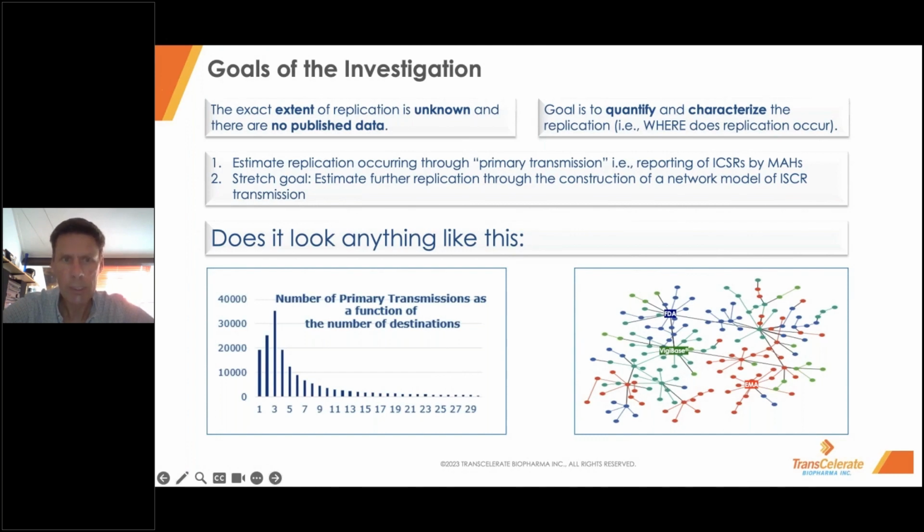In addition to the primary goal, to estimate the quantity of replication through primary transmission, meaning reports sent to the MAHs, a stretch goal was to actually see if we could follow these ICSRs beyond the first transmission. So what happens to a report that gets sent from an MAH to the FDA? There will be further sharing or sending, etc. So that was a stretch goal. We did have some tentative approaches to create what you see in the lower right there, this network model, but the focus really of the paper was on the left side, to quantify the number of recipients of these ICSRs.